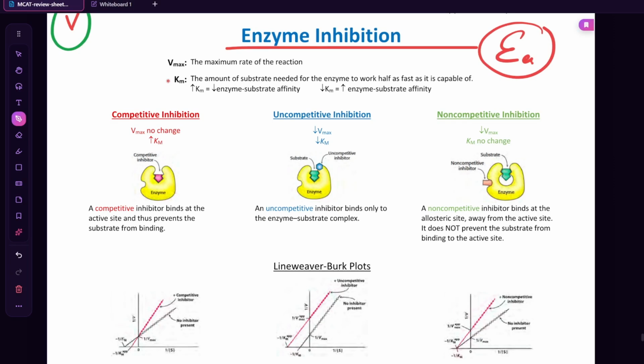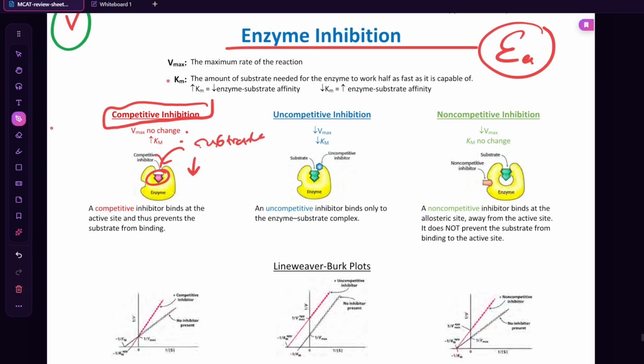So let's go over this. If I have a competitive inhibition, the Vmax does not change, but your Km goes up. That's what you have to memorize. So in competitive inhibition, your Vmax does not change, but your Km goes up. What does that mean? Then you have lowered enzyme substrate affinity, because the substrate can't even go in. The substrate is blocked because this inhibitor took its place. The substrate is supposed to be able to go in easily.